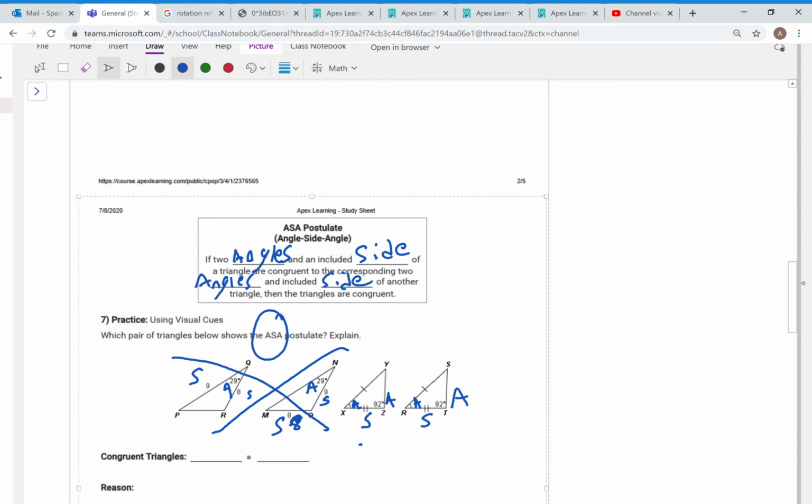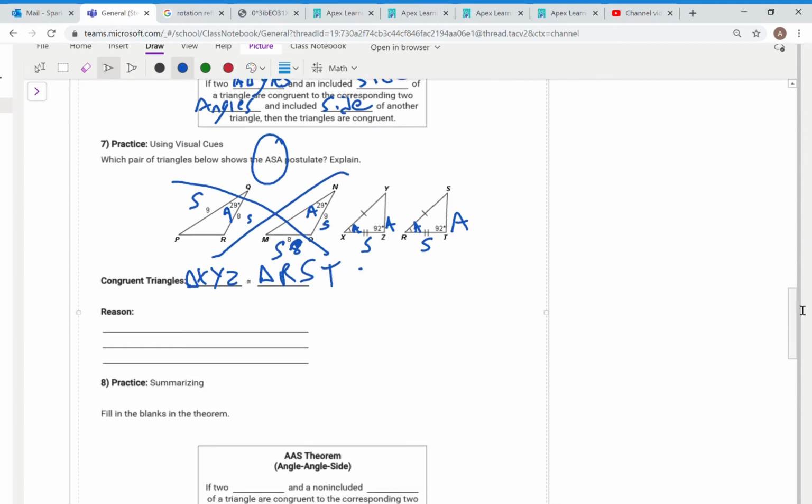So I'm going to say triangle XYZ. X matches with R, Y matches with S, and Z matches with T. So RST. So just be careful. It may have a few different markings, but make sure you're looking at whatever Apex is asking for at that particular time.